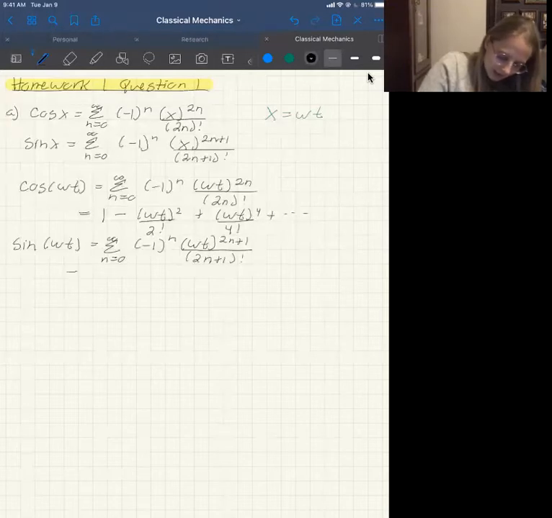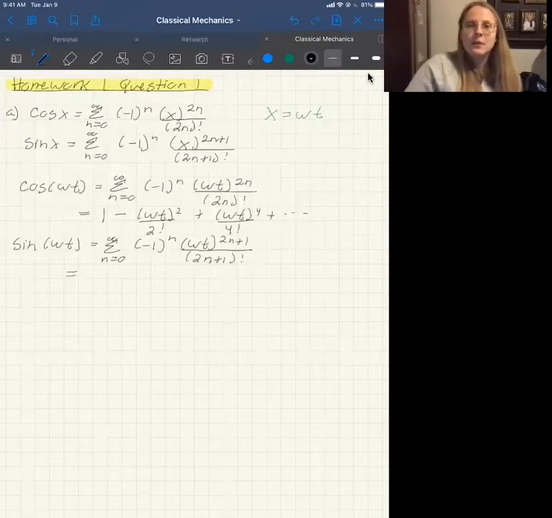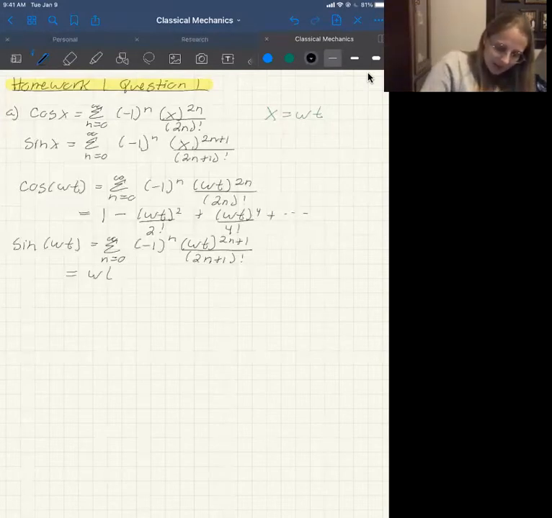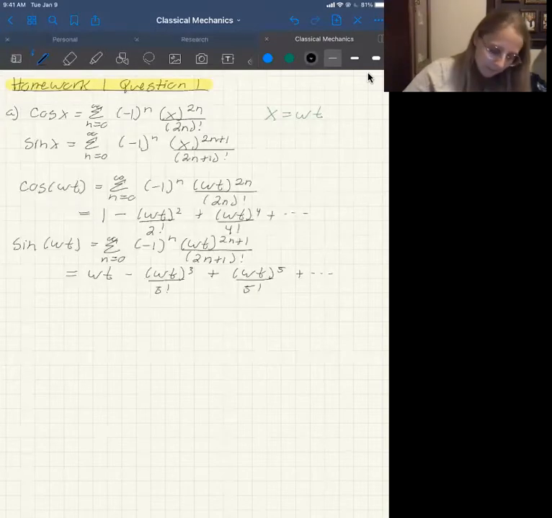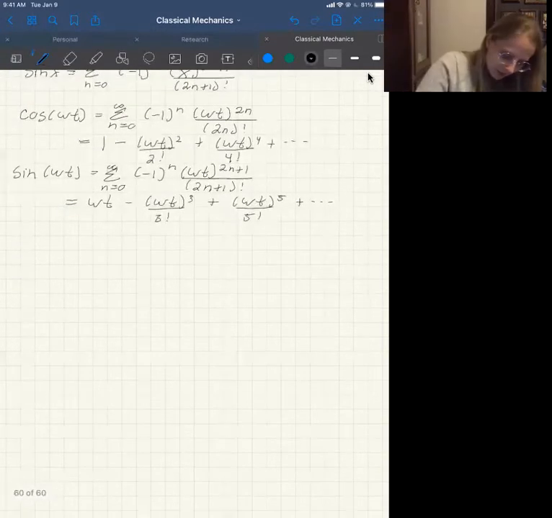And likewise, it's going to be helpful to write out the first few terms of this sum as well. So that will give us omega t minus omega t cubed over 3 factorial plus omega t to the 5th over 5 factorial plus so on. So that's part A.